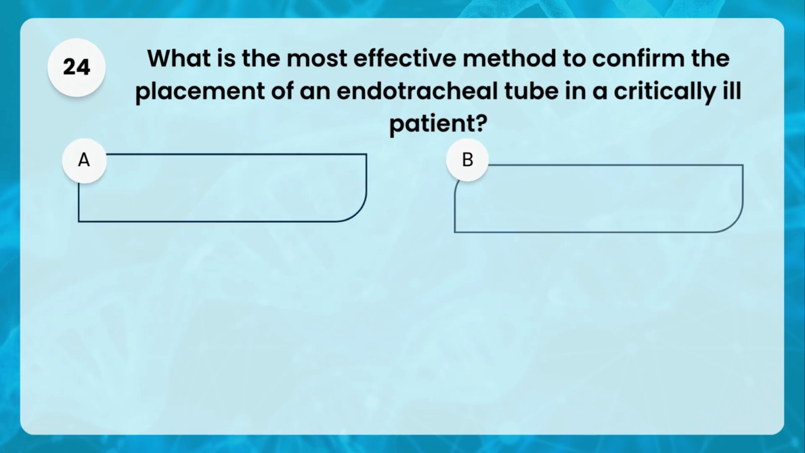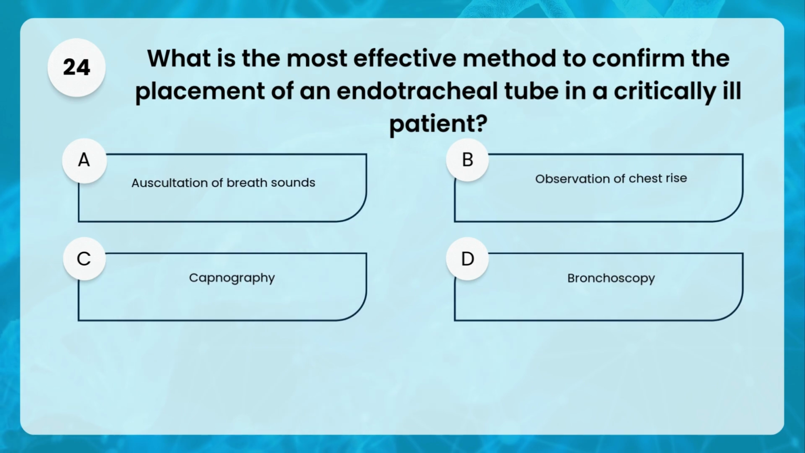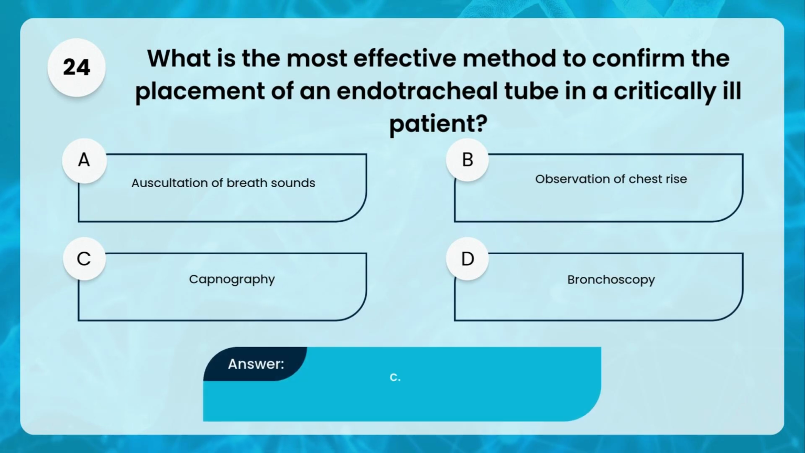Number 24. What is the most effective method to confirm the placement of an endotracheal tube in a critically ill patient? A. Auscultation of breath sounds. B. Observation of chest rise. C. Capnography. Or D. Bronchoscopy. The answer is C. Capnography.